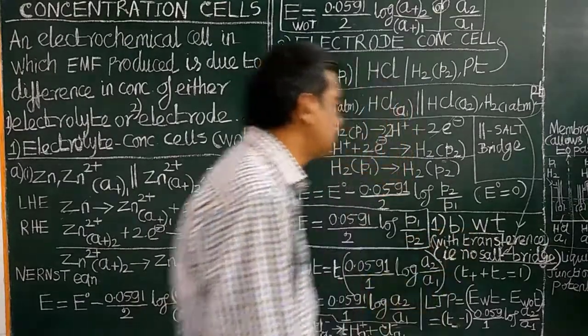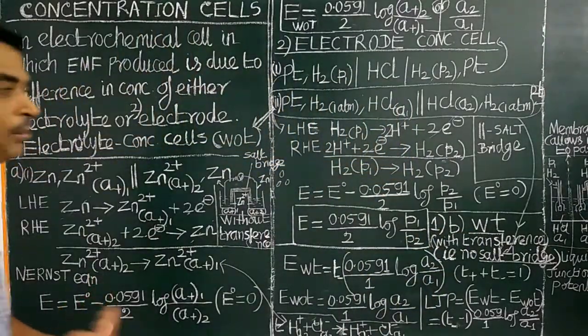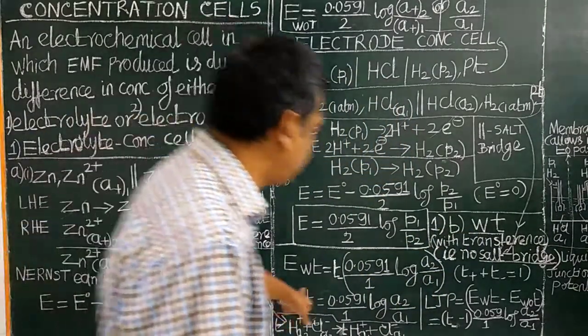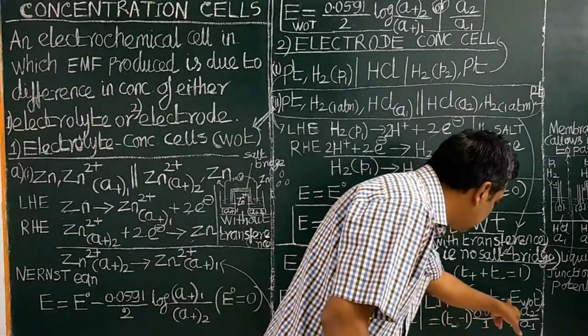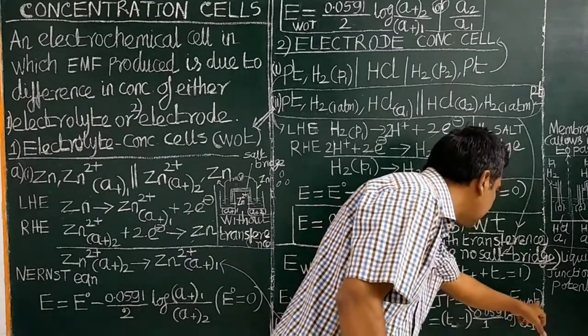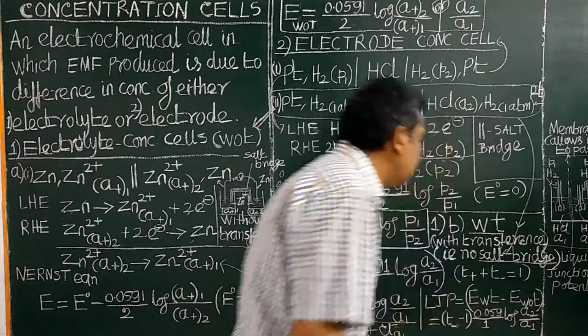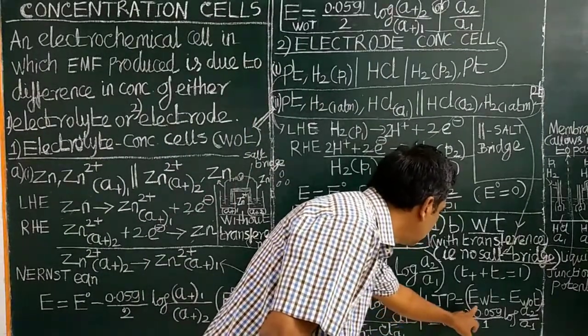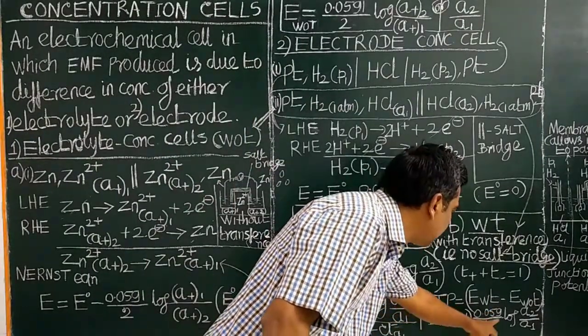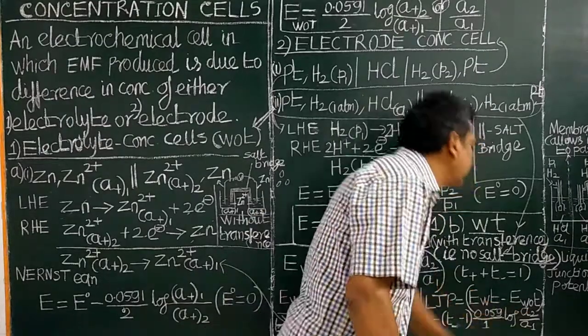And how is the liquid junction potential calculated? It cannot be measured directly. It can be obtained by subtracting E with transference minus E without transference. You will get the liquid junction potential. Therefore, on subtracting this, T minus 1, 0.0591 divided by 1 log A2 by A1.